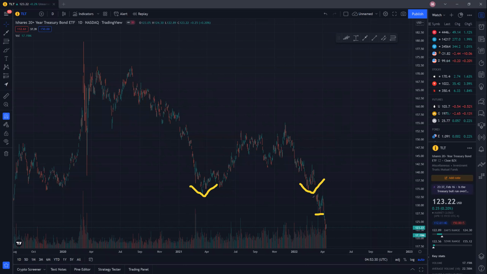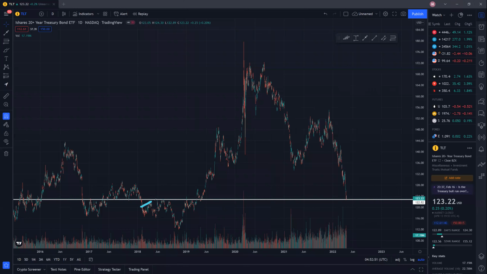And where exactly are my potential supports coming in right now? If we zoom out, you can see that this current price at 122 is in fact a support level. All this previous resistance that occurred somewhere in June 2018 has now turned into support. It will act as a short-term support.